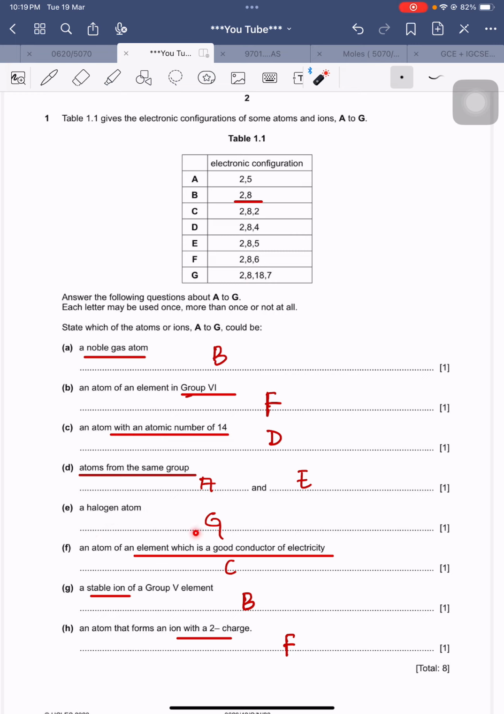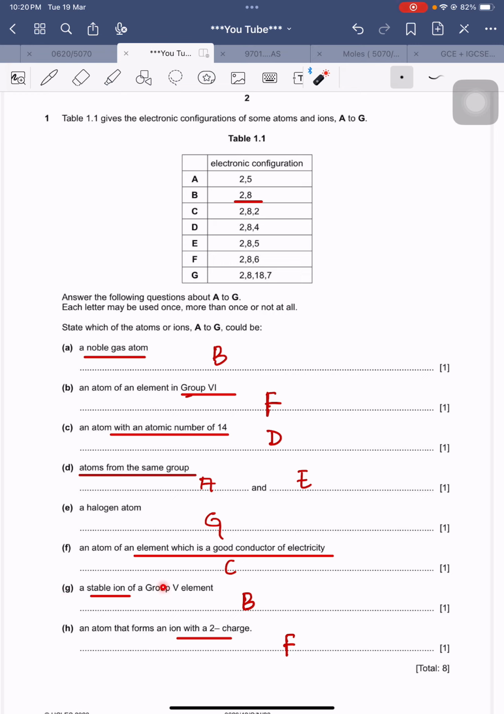Then, it is a halogen atom. It is G. How? Because 7 electrons are in the outermost shell. All the halogens have 7 electrons in their outermost shell. Then an atom of an element which is a good conductor of electricity. This is C. How? Because it has 2 electrons in the outermost shell, which tells us that it is a metal of group number 2. All the metals can conduct electricity. So this is the C option answer.